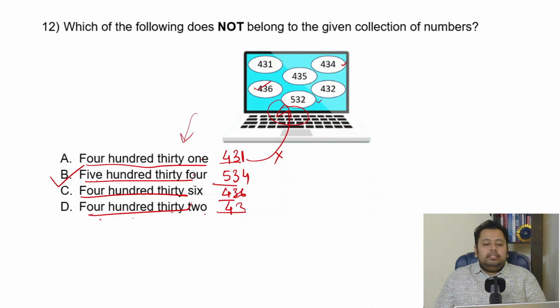432. Is this present? Yes, it is present. So what is not in the given collection? That is 534. Option number B. I hope you got this one correct. If you did, give yourself a star.